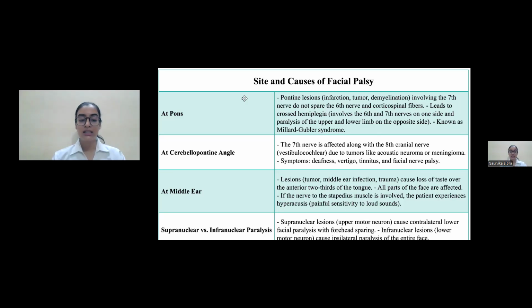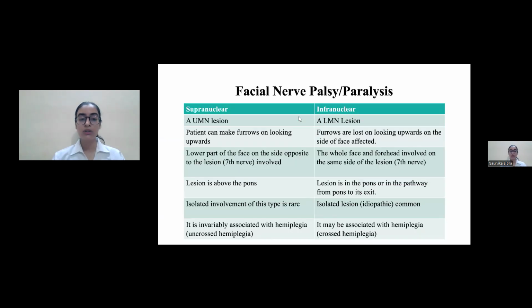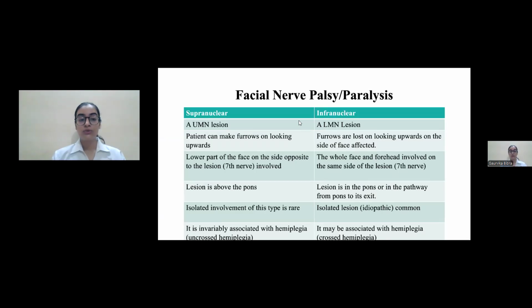Then, the lesion could be supranuclear or infranuclear paralysis. The supranuclear is also known as the upper motor neuron lesion, and it would cause contralateral lower facial paralysis with the forehead spared. And in the infranuclear lesion, there would be ipsilateral paralysis of the entire face. Now, talking about the supranuclear and infranuclear lesion, the supranuclear is also known as the upper motor neuron lesion, and the infranuclear lesion is also known as the lower motor neuron lesion.